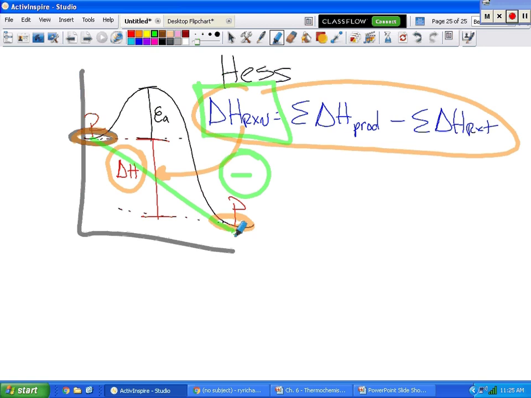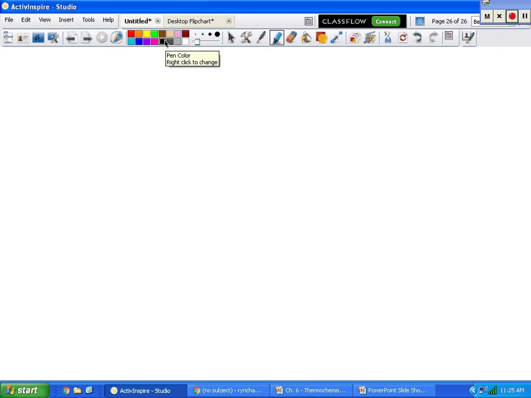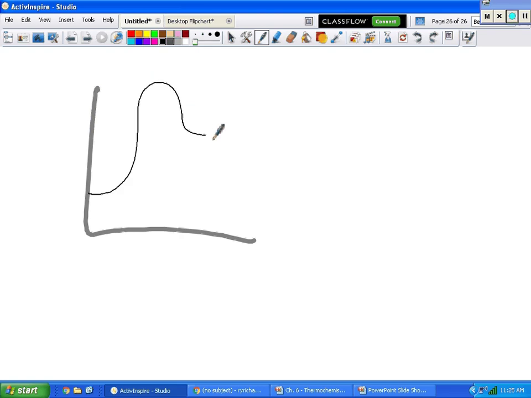Well, what happens when you flip this graph over and you now have an endothermic graph? Again, we still have reactants, we still have products. So, you want to see the crazy thing about this one?